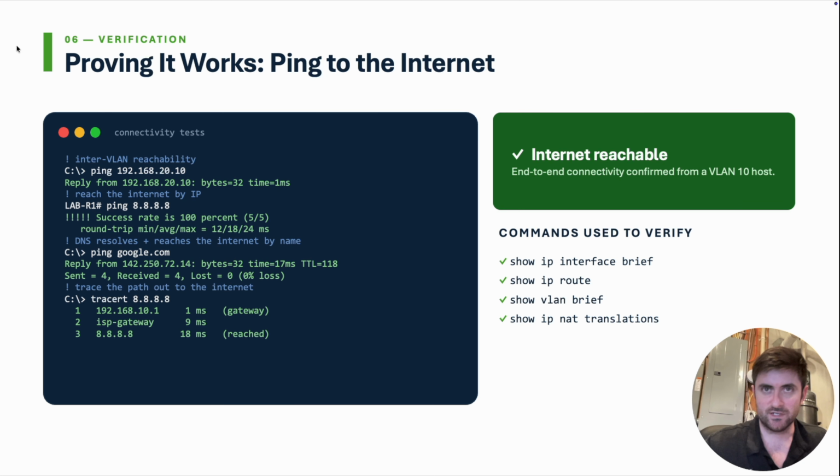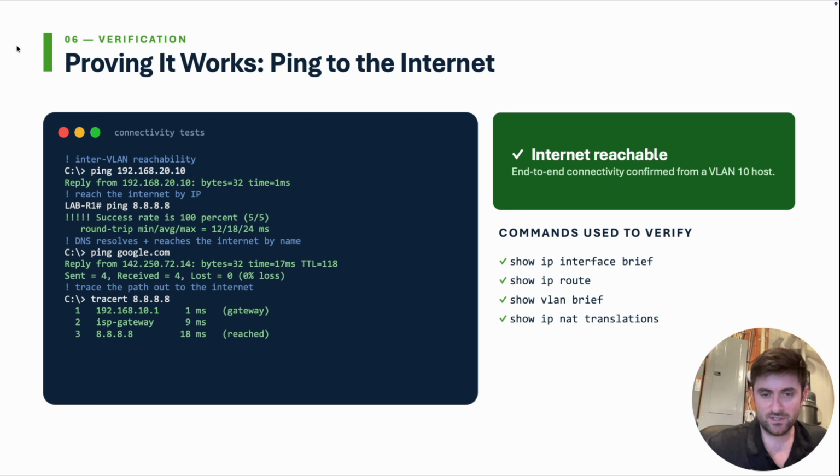And this is what it looks like when you confirm connectivity. So ping into the internet, verification. Ping to Google from your router or your switch or your end device, PC, whatever. Check these commands: show ip interface brief, show ip route, show vlan brief, show ip nat translations.